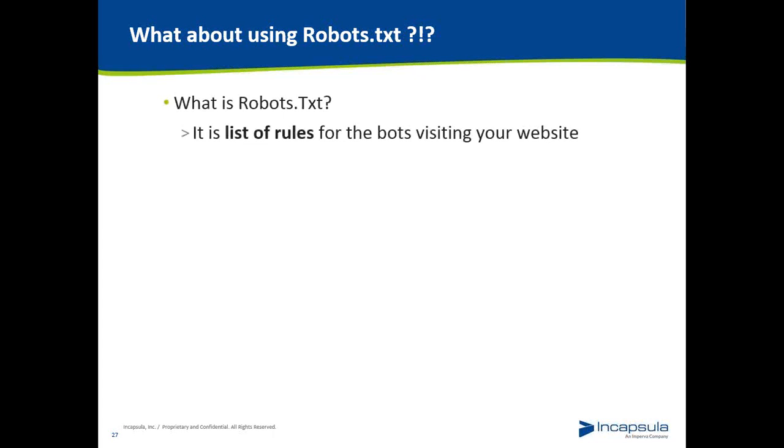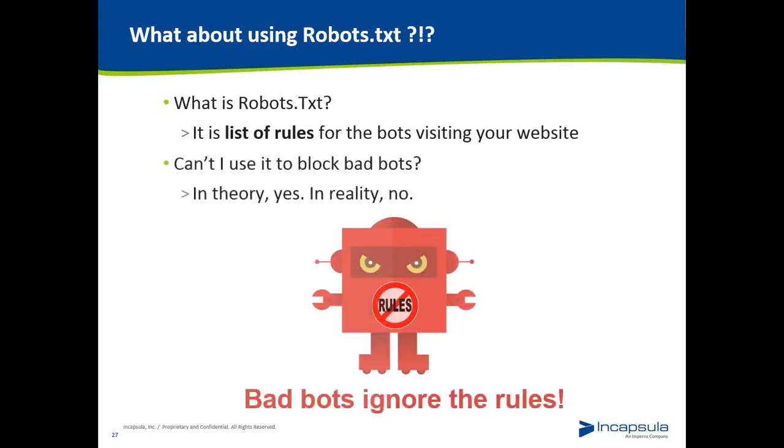Bad bots, on the other hand, ignore the rules. If you knew that a specific client of a specific bot was visiting your site, you could actually use Robots.txt to block it. But for the most part, Robots.txt is not a good tool for blocking against malicious bots. Instead, it should be thought of as a tool to dictate what good bots on your website are doing and how they should obey.